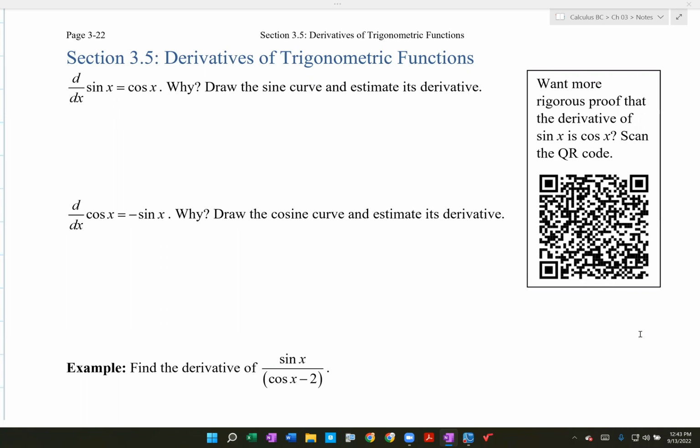All right, so here's the 3-5 lecture for talking about the derivatives of trigonometric functions. We're going to start with a simple question. What do we think the derivative of the sine curve is? Well, to start exploring that question, we might start by saying, well, what does the sine curve look like?